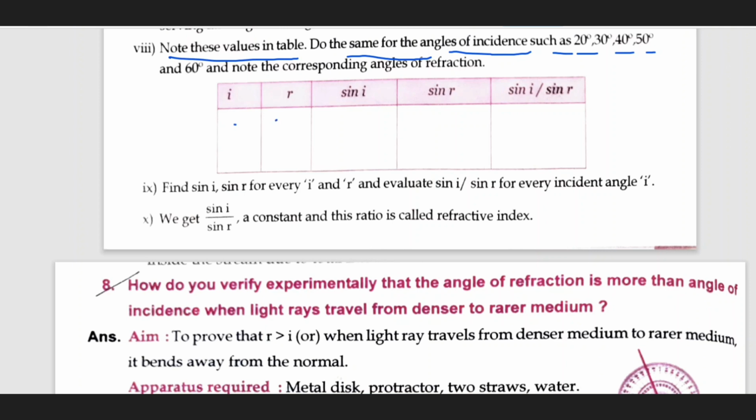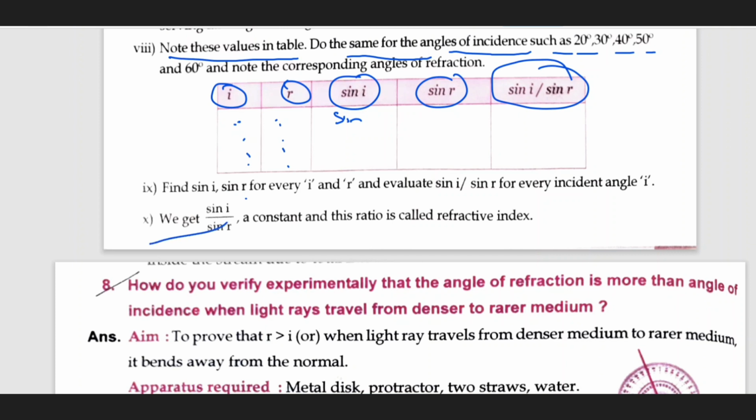So what are the columns we are taking? Angle i, angle r, sin i, sin r and sin i by sin r. So find sin i and sin r for every i and r. For every angle of incidence and for every angle of refraction, find the sine value. And finally, we get sin i by sin r is a constant, and this ratio is called the refractive index.